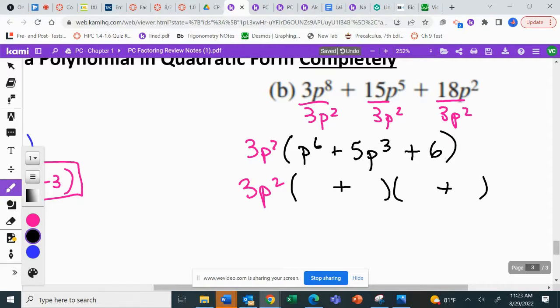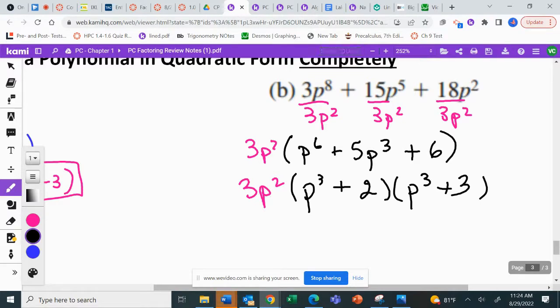And then we have to say what times what gives me p to the 6. Hint, it's in the middle. P to the 3rd, p to the third. When I multiply those together, I get p to the sixth. And then what times what is going to be 6? Could be 1 and 6, could be 2 and 3. But you've been doing factoring enough that you could probably see that it's 2 and 3. You could double check. You could check it by doing outer, inner, and it is.